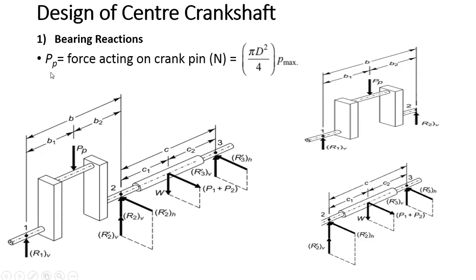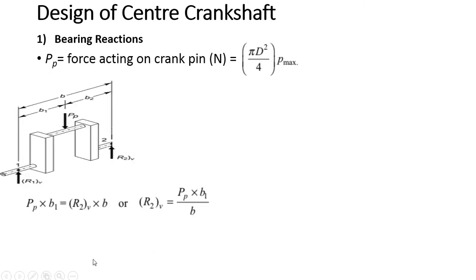So PP we already know. Now we want to know all the reactions. Firstly I will talk about the left side part, that is the crank pin. For this I can make the equivalent diagram like this. This is R1V, this is R2V, and the PP is acting downward. We will take a moment about one end, because we know that it is a simply supported beam. We consider it as a simply supported beam, that means at the end the moment will be 0.